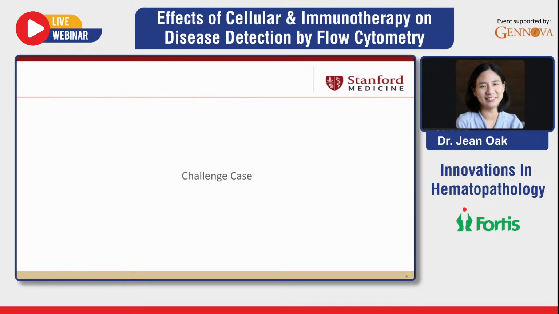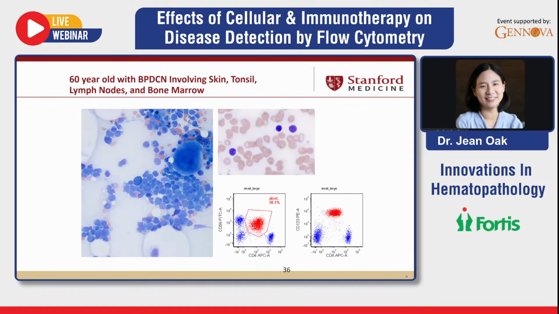So lastly, we'll go through a challenge case. Most of this talk has been focusing on the B and plasma cell neoplasms, but there are also immunotherapies for myeloid neoplasms, T cell lymphomas, and other things. So I'll show you an example of that. This is a patient with a history of, obviously very bad, BPDC, and you can see blasts everywhere in the aspirate. It's also circulating. The BPDC is positive for CD4 and CD56 and very bright for CD123.